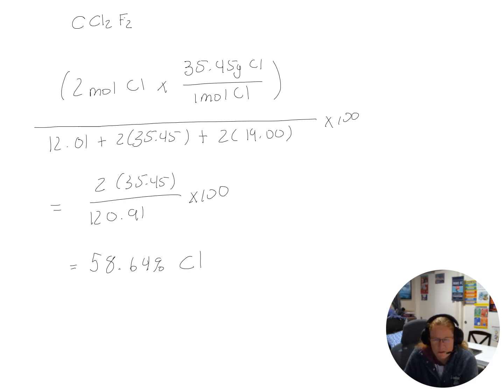Now, when I look at the formula, I have 5 atoms in my formula. Only 2 of those are chlorine. But I end up with 58.64% chlorine. Why is that? Because it's percent by mass. And if I look at this, the chlorine has a larger mass than the carbon or the fluorine. So it stands to reason that only two chlorines, even though the two chlorines make up less than 50% of the atoms in the compound, they do make over 50% of the mass because they have so much more mass to them. Okay? All right.